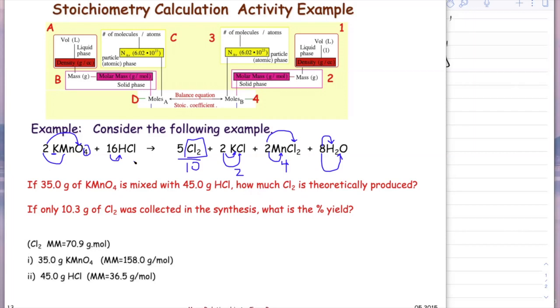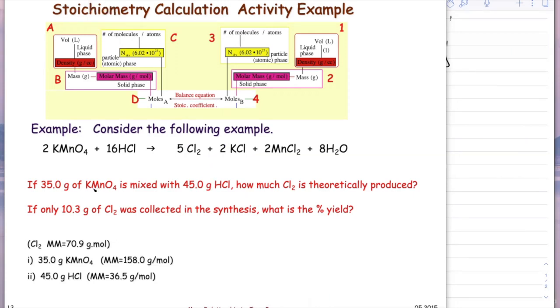The first thing you do is make sure that the formula that you write down for each chemical is correct. You got to make sure that the formula is correct. Once you are confident of the formula, then you can balance it. Once you balance it, the next thing you want to do is simplify that problem and start ignoring all the chemicals except those involved in the question.